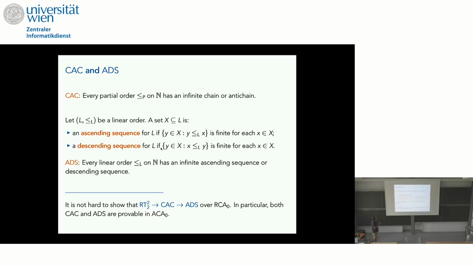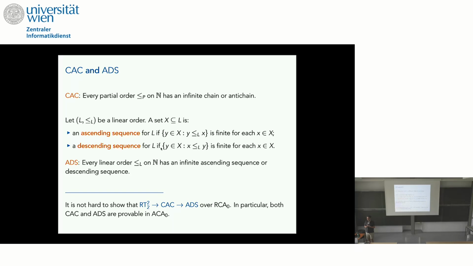What do we mean by an ascending sequence or descending sequence in RCA0? We can't say of type omega star, at least not without a lot of complexity. So we're just going to say an ascending sequence for L is a set where the set of predecessors of each element in that set is finite, and a descending sequence if the set of successors of each element in that set is finite. So that's nicely arithmetical. And ADS says every linear order L on N has an infinite ascending sequence or descending sequence.